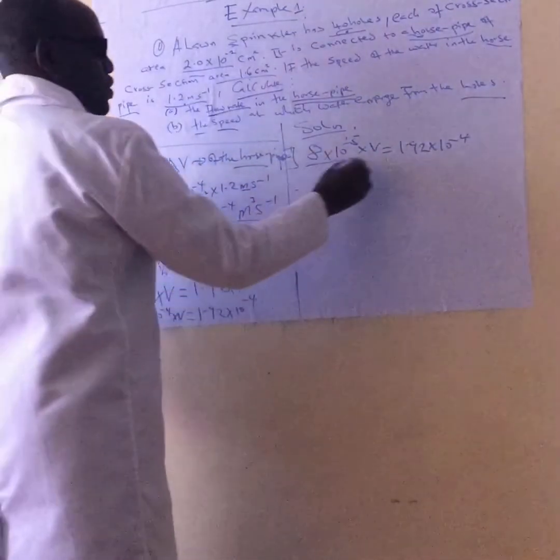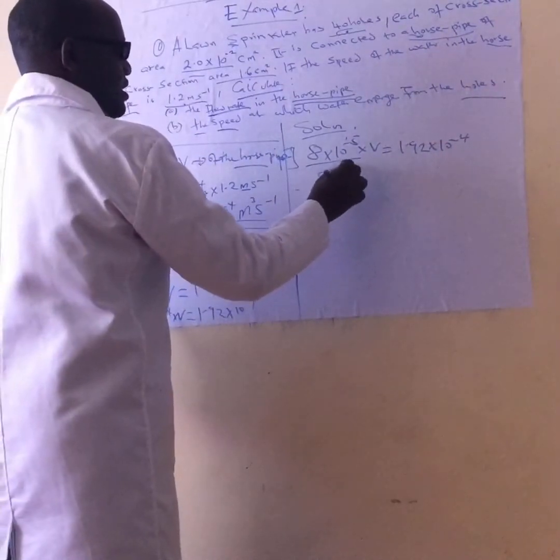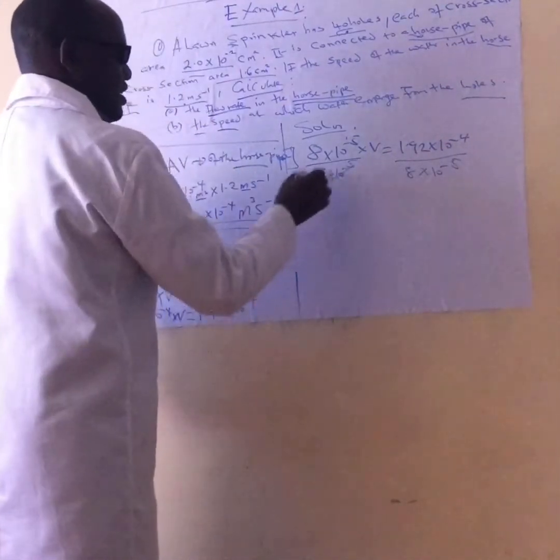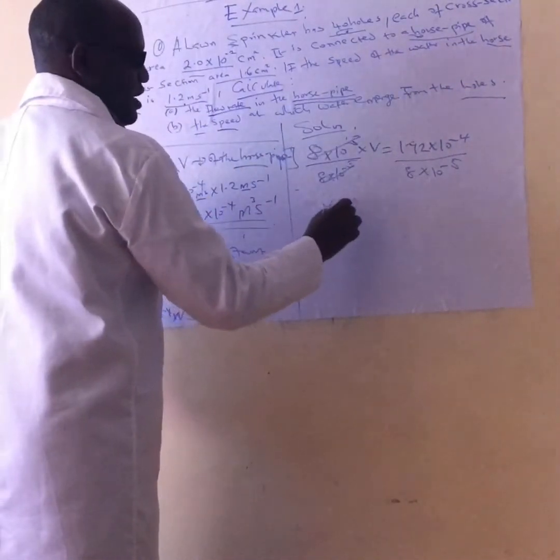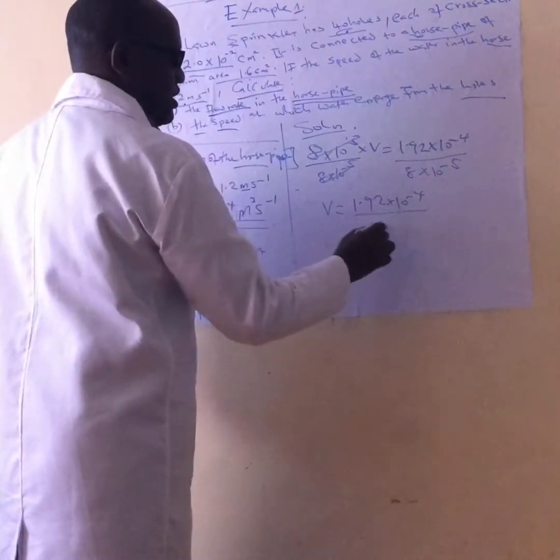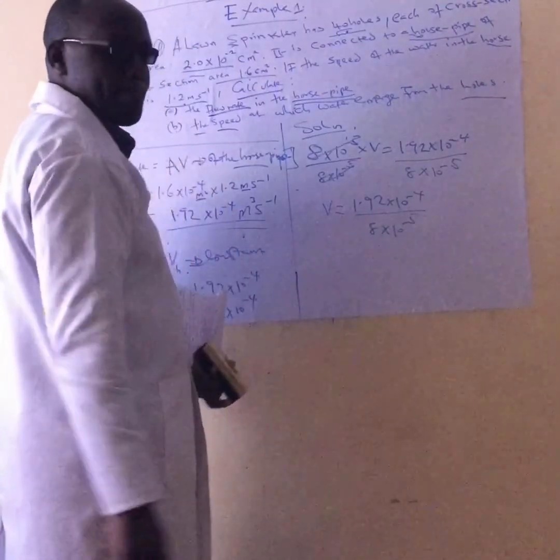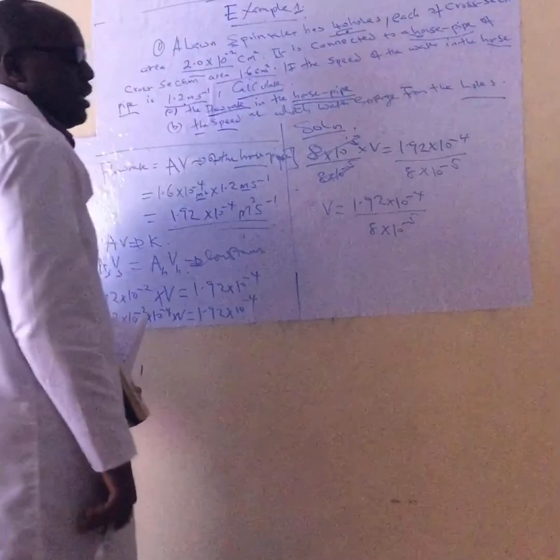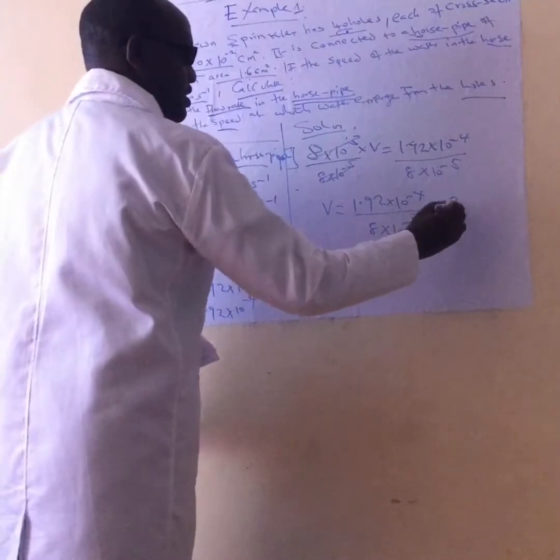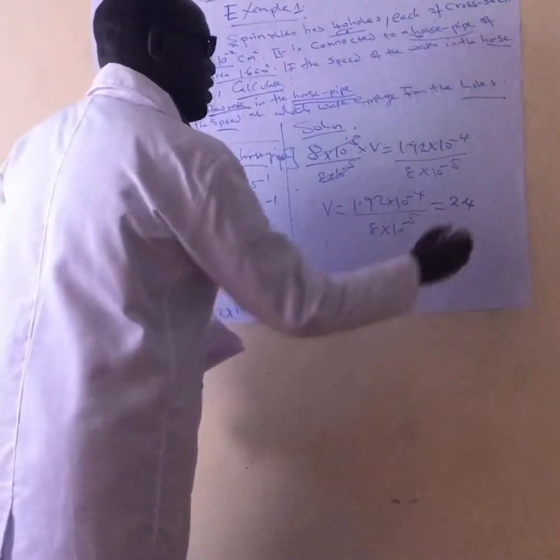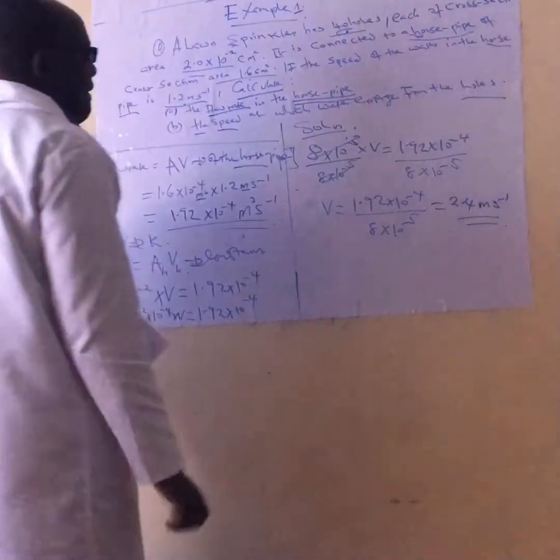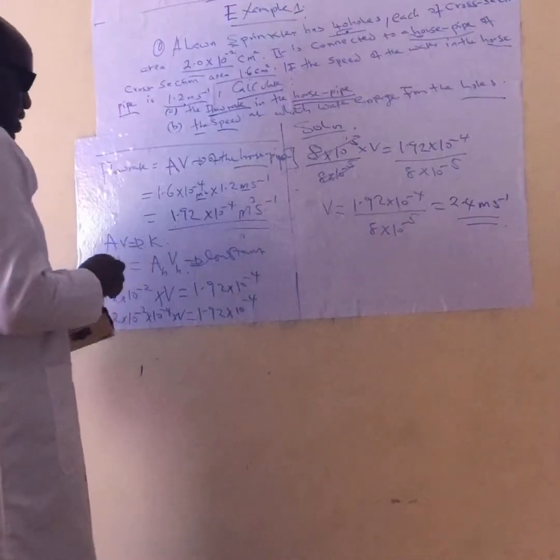So by dividing both sides by 8 times 10 power negative 5, we are going to get 1.92 times 10 power negative 4 all over 8 times 10 power negative 5. Now, if you use your calculator, you are supposed to get something like 2.4 meters per second. That is the solution. That is an example.